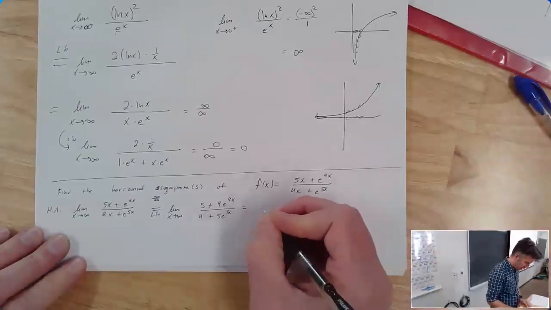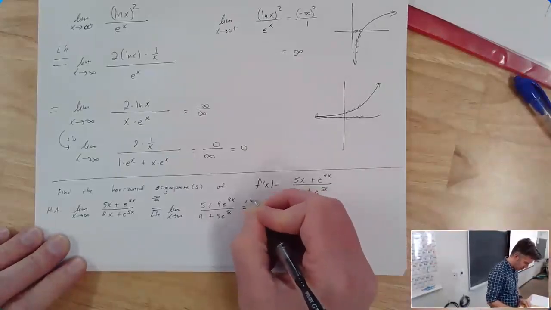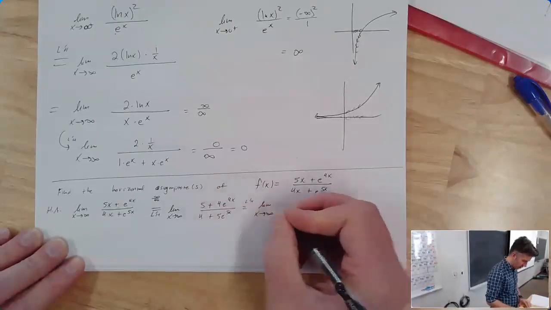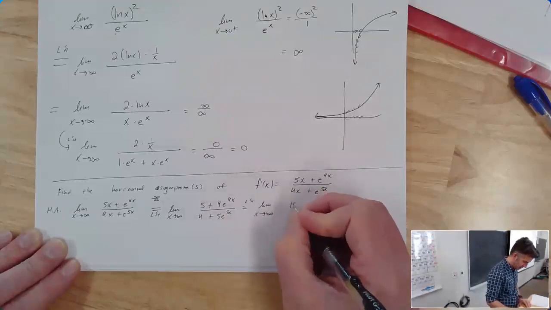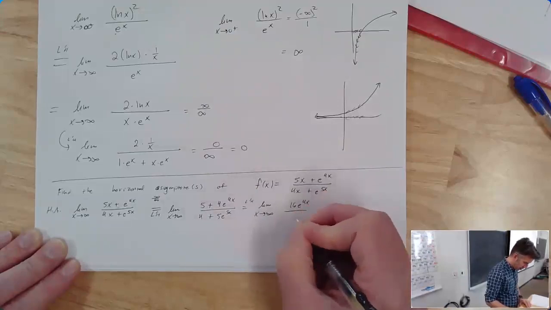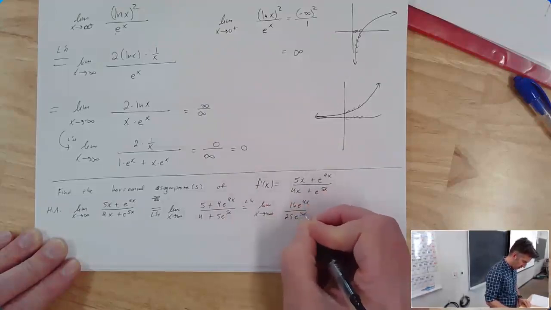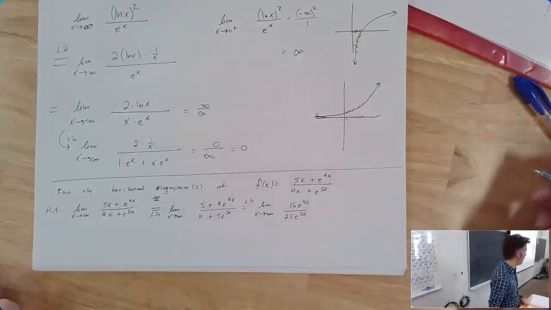So then I'm gonna get the limit as x goes to infinity. Derivative of 5 is 0. Derivative of 4 e to the 4x is 16 e to the 4x over derivative of 5 e to the 5x is 25 e to the 5x. And now I've got infinity over infinity again.